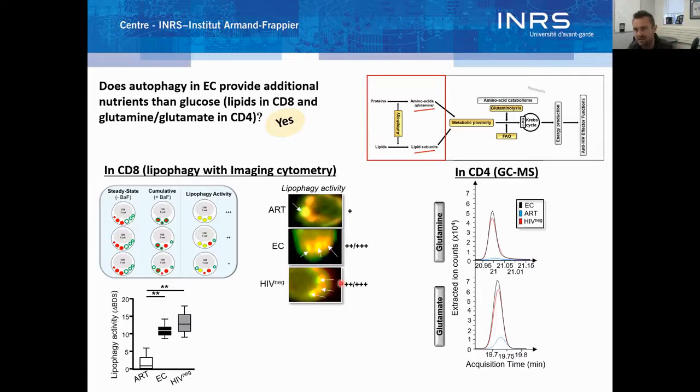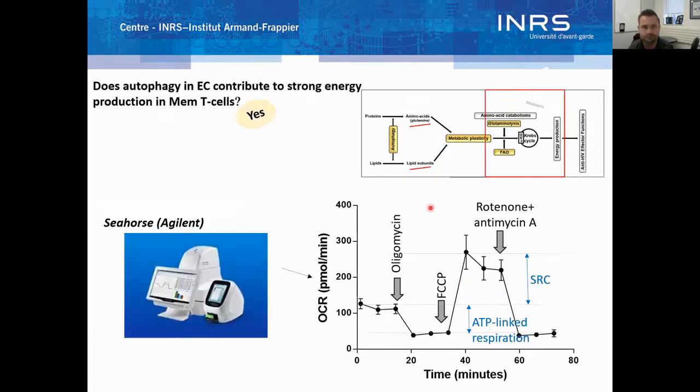So as I was saying, it's a question of metabolic plasticity. The cells are using other resources than glucose to provide fuel to the mitochondria. And it's a feature already shown, as I was telling, in tumor cells. So now that we confirmed that autophagy in elite controllers was able to provide additional metabolic resources to fuel the mitochondria, we used the Seahorse technology in order to see whether or not autophagy had a real impact on energy production and mitochondrial respiration.